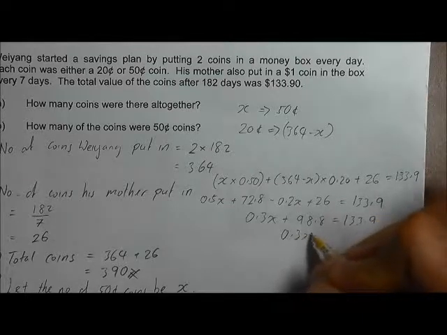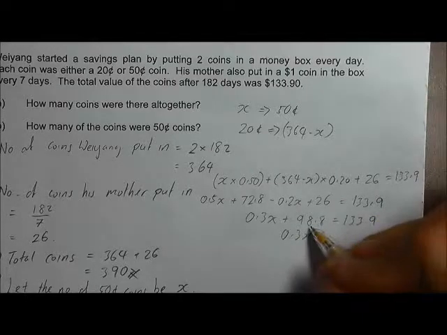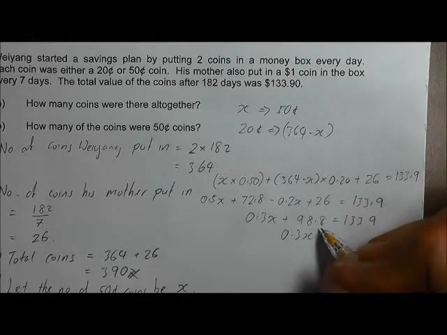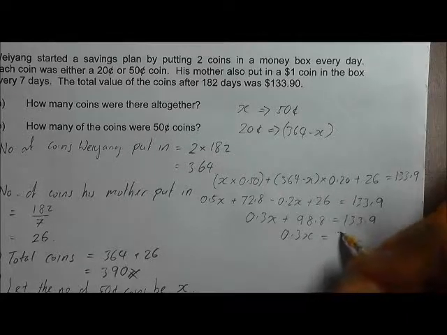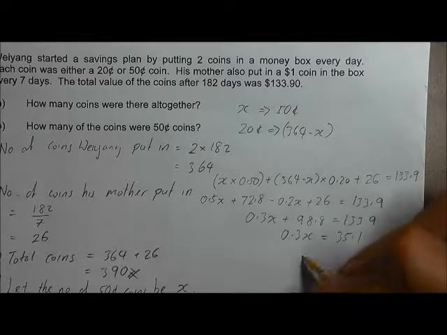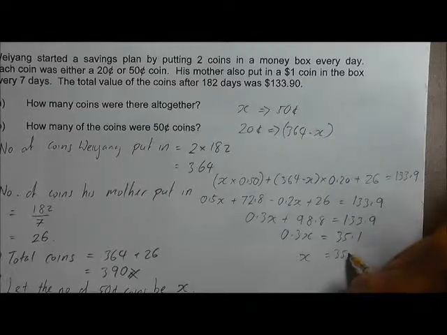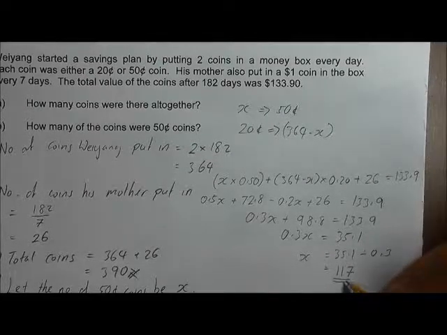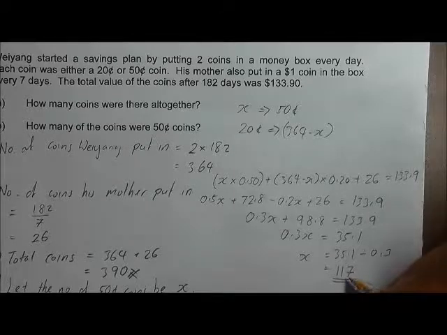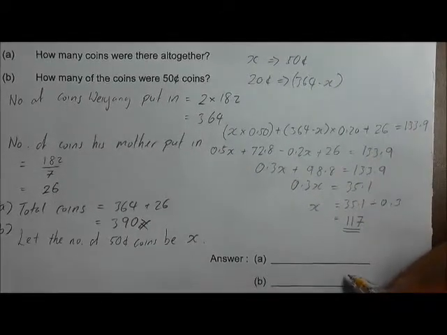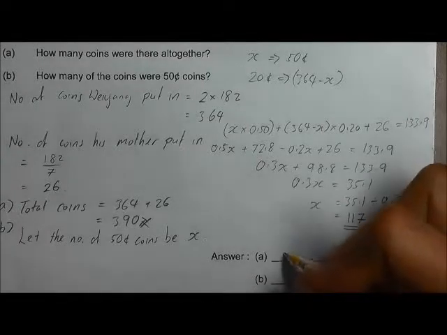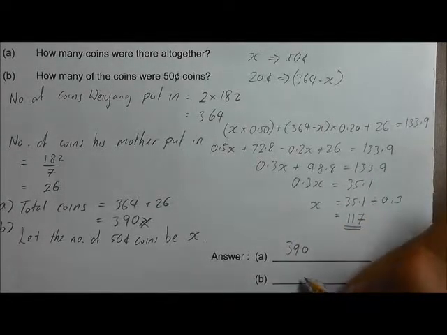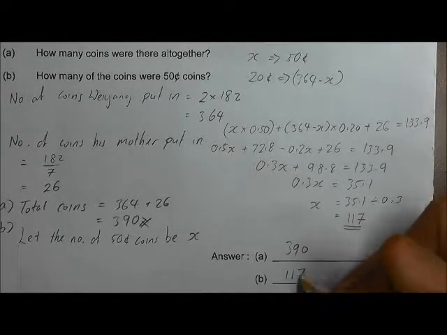So 0.3x is equal to 133.9 minus 98.8. We have 35.1. So x is equal to 35.1 divided by 0.3. We have 117. So they are all together 117 50-cent coins. Okay, so in the answer, part A, the answer is 390. And for part B, it is 117.